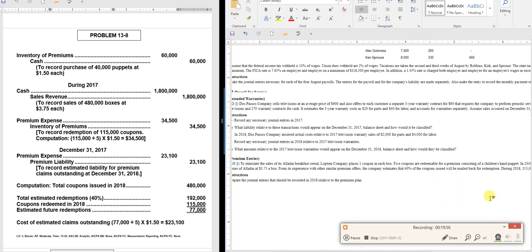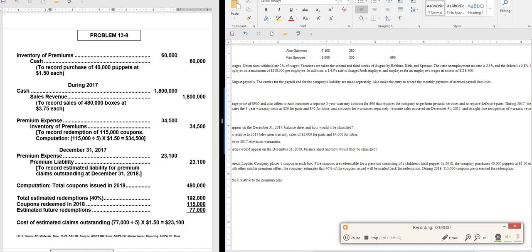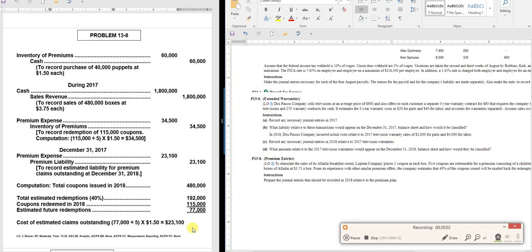During 2018, 115,000 coupons are presented for redemption. So we're a little bit off on our redemption estimate. We thought, I guess it could take longer than a year. So we've got 77,000 outstanding. Remember, we bought our puppets at $1.50 each, 40,000. So we put it in inventory of premiums. Again, please feel free to call it inventory of puppets.